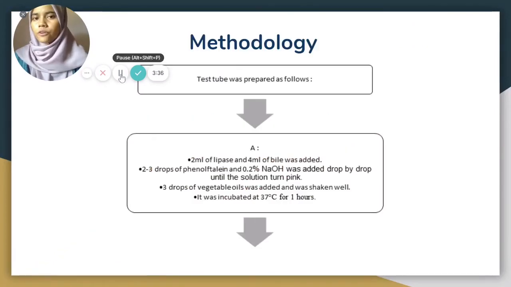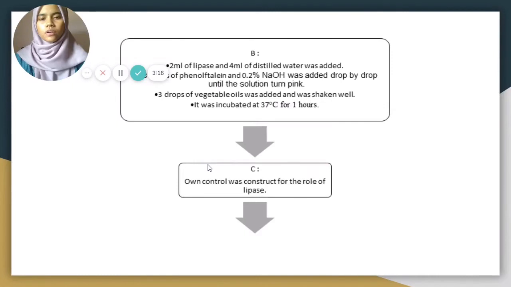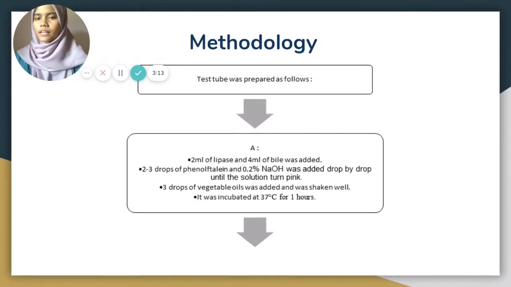Okay, next for methodology, we have 4 test tubes. For the first one, we put 2 ml of lipase and 4 ml of bile. What is the function of bile? Bile breaks down fat into smaller molecules, so it increases the surface area, and so lipase will work on it quickly. Then we put 3 drops of phenolphthalein and sodium hydroxide.